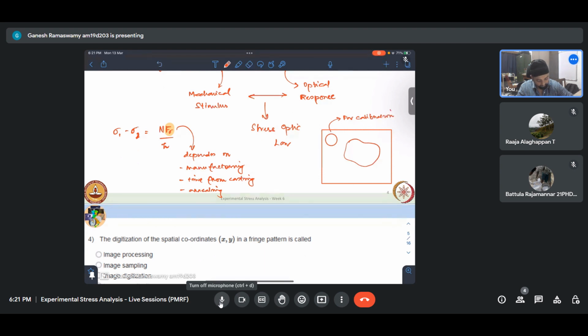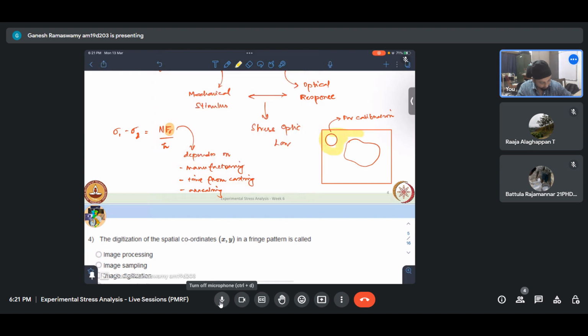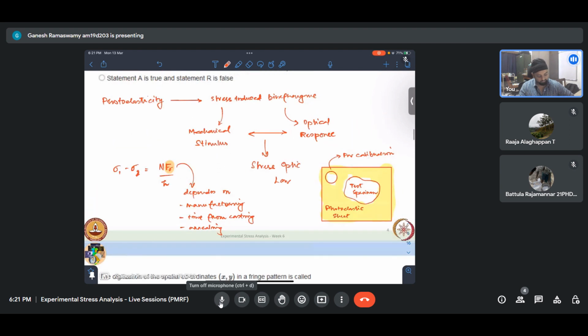This is the polymer sheet, essentially. So the other portions we will cut out. This is our photoelastic sheet, if I may say. And this is our specimen. So I hope that this is clear. This is why we do this calibration.